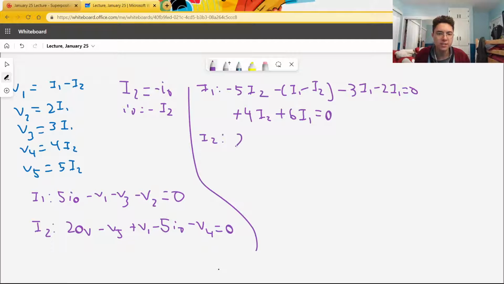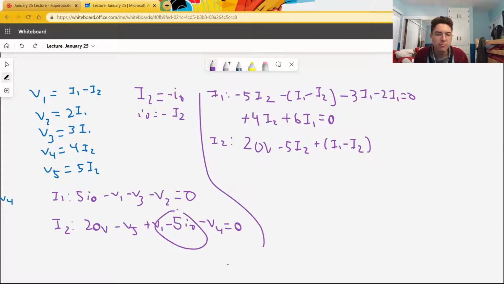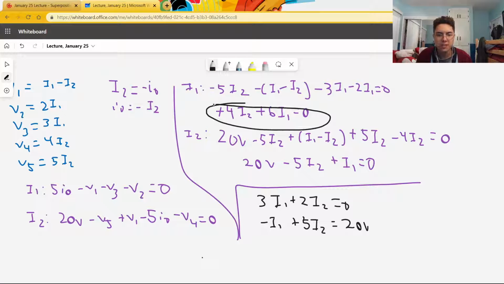For I2, we still have 20 volts, and then we plug in minus 5I2 plus I1 minus I2, and then minus 5I0 becomes plus 5I2, and then it's minus 4I2 equals 0. After dividing this equation by 2 and moving the parts of this equation that have variables to the right, we have the following system of equations, which I'll solve by multiplying this by 3 and adding it to this equation.